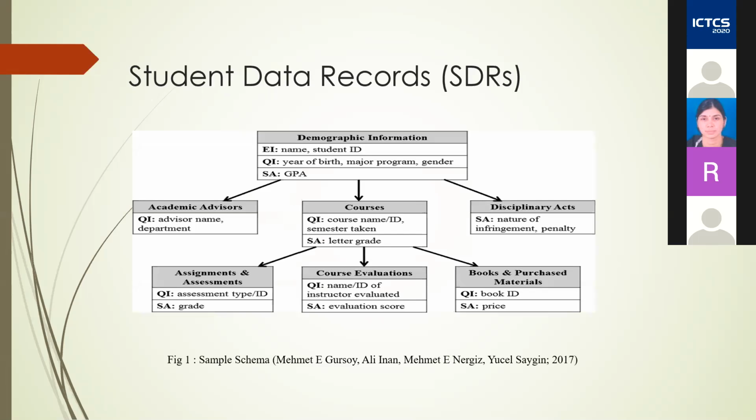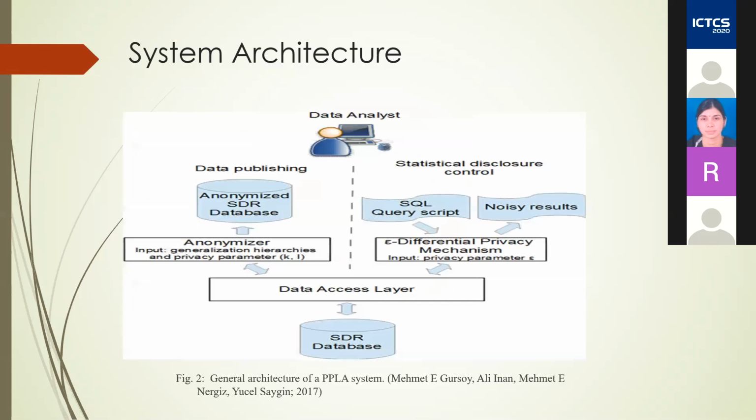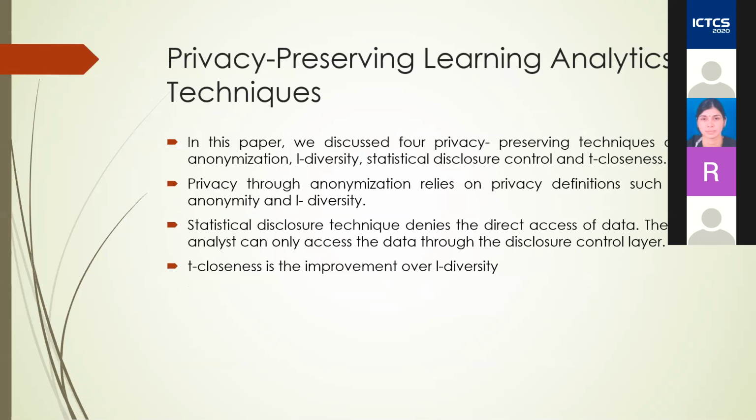So this is basically the schema of the student data records, like how we can store the student information and course information, and in every relation we can divide the attributes into these categories. And this is basically the system architecture. We describe the four techniques: K-anonymization, L-diversity.